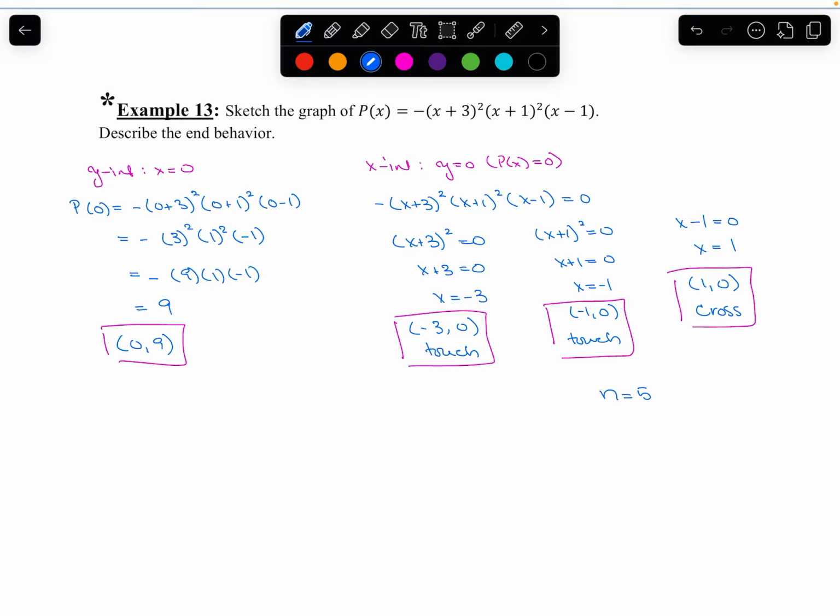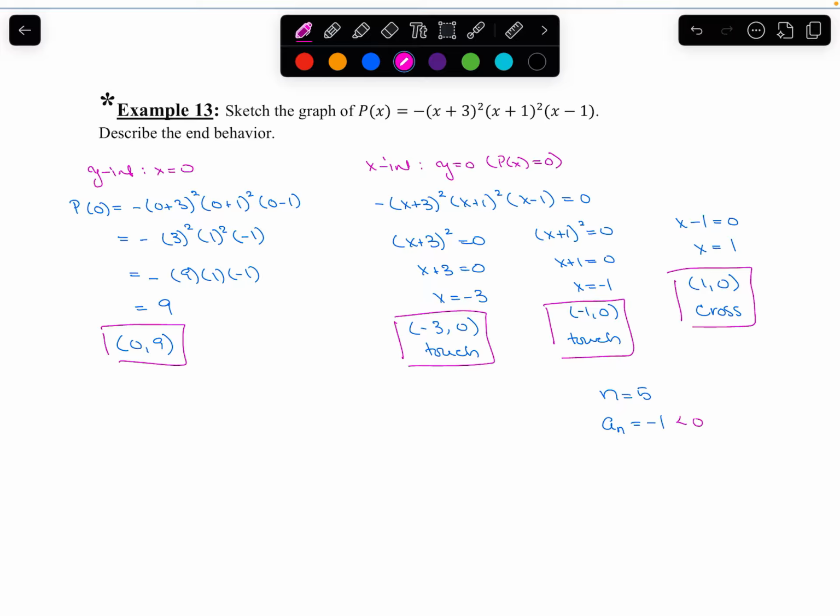So n is equal to 5. Then I look at the leading coefficient. The sign of the leading coefficient, since this here is negative: notice that all the x terms are positive 1s in front, and this has a negative 1. So negative 1 times positive 1 times positive 1 times positive 1 ends up just being negative 1. So a sub n, the leading coefficient, is negative 1, which means it's less than 0.